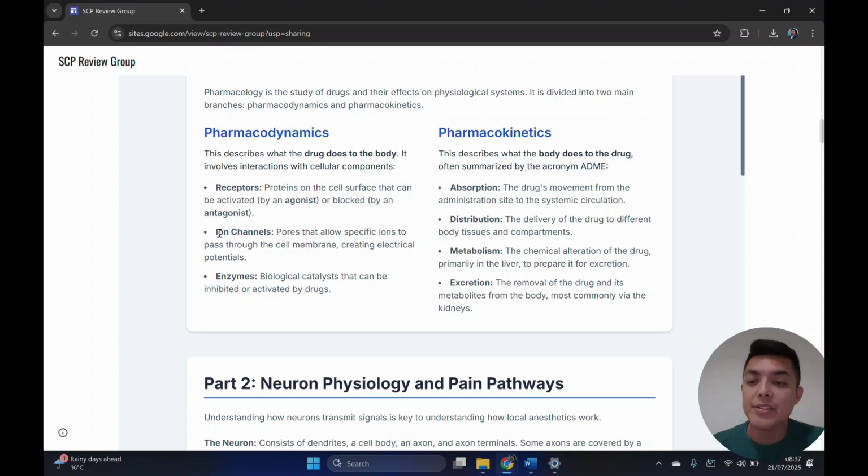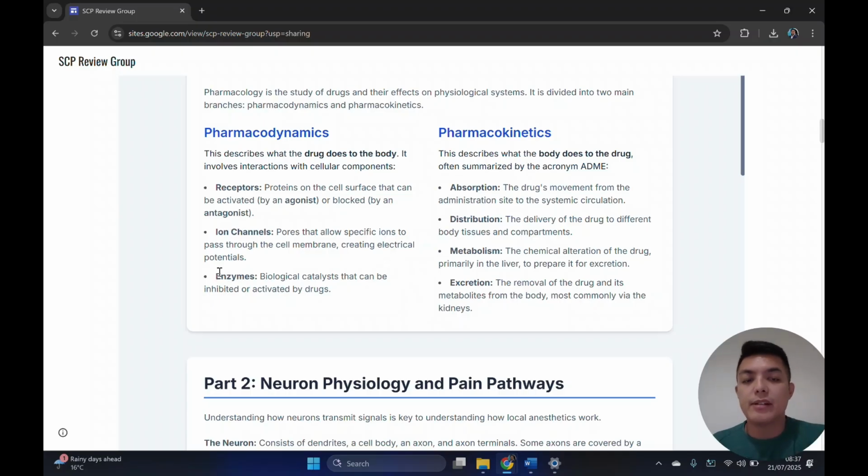Next are the ion channels. These are pores that allow specific ions to pass through the cell membrane. This creates electrical potentials, or your depolarization and repolarization. Your sodium and potassium channels, just to give a couple of examples.